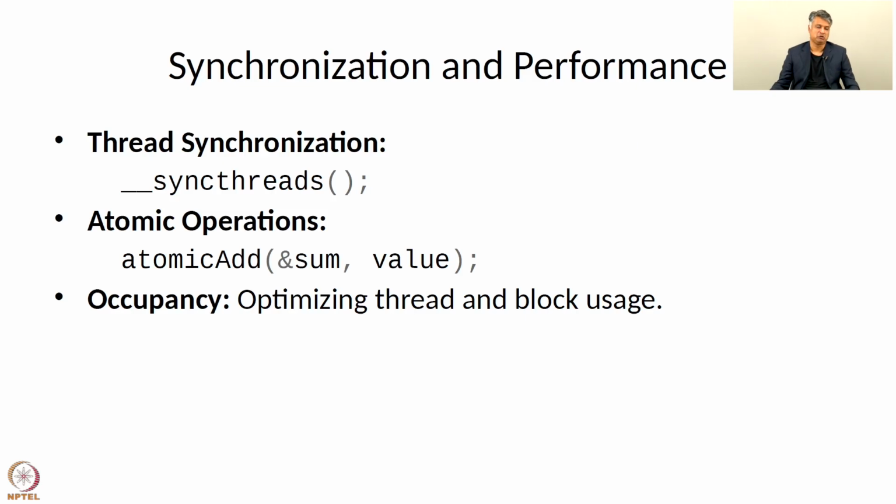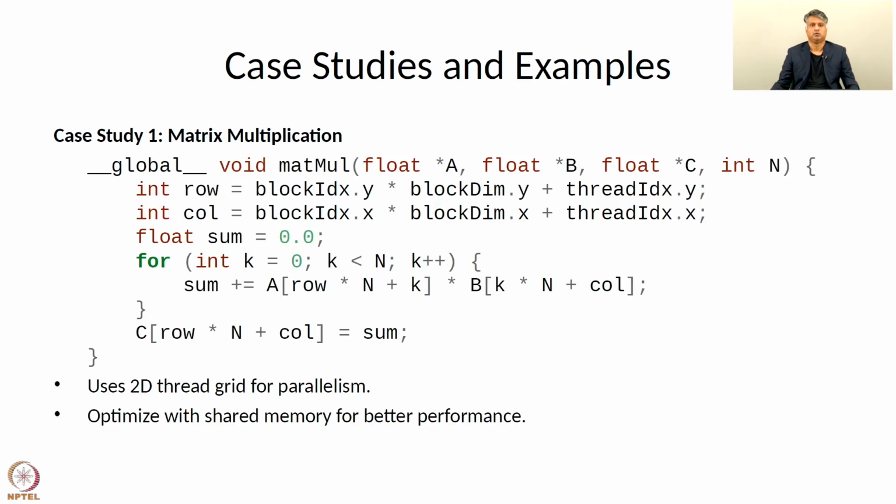We also need to calculate the occupancy, which is basically optimizing the thread and block usage to see if all the memory and all the symmetric multiprocessors are being efficiently used. We again looked at the case study of the matrix multiplication, where we wrote a device kernel to do the matrix multiply, and we did this using different blocks and different threads. And in this case, we used a two-dimensional thread grid for the parallelism. We had optimized the shared memory for better performance.